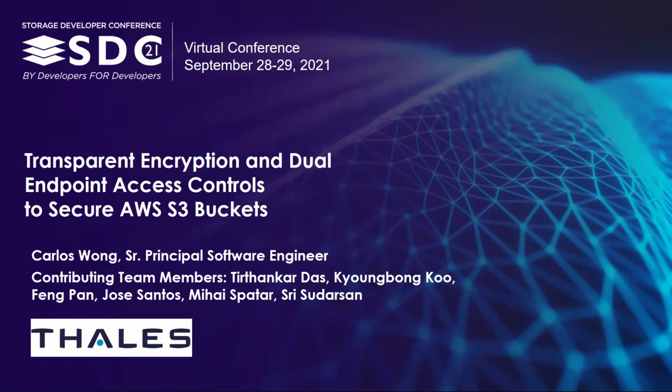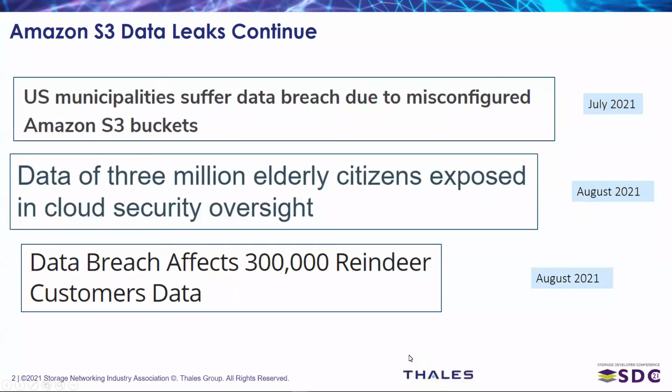This presentation is on securing Amazon S3 buckets using the Thales CipherTrust Transparent Encryption and employing a feature that makes use of access controls on dual endpoints. So let's start with Amazon bucket leaks, something that seems to happen quite often.